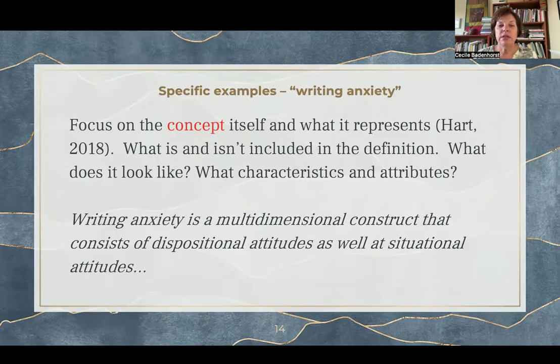So if we focus on the concept itself and what it represents, really what we're doing is describing that concept with a lot of information so that the reader can see exactly what it looks like, what the characteristics are, the attributes. Writing anxiety is a multidimensional construct that consists of dispositional attitudes as well as situational attitudes. So already you're getting a bit more information about what that concept is, rather than assuming the reader will know.